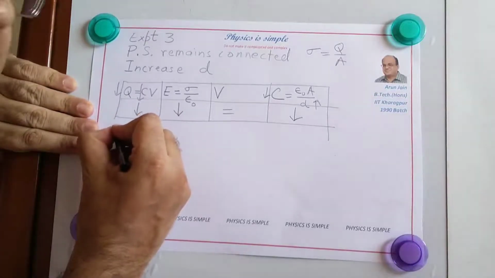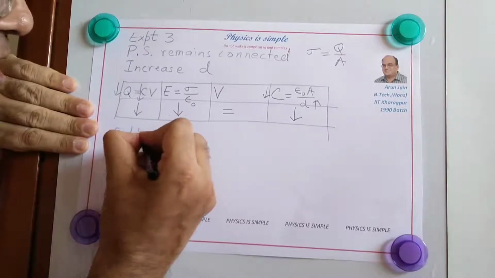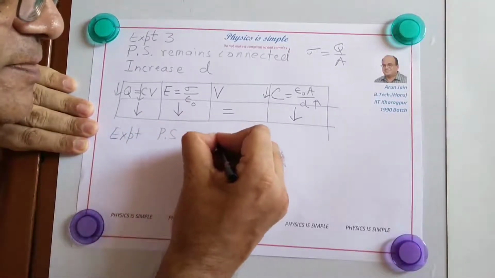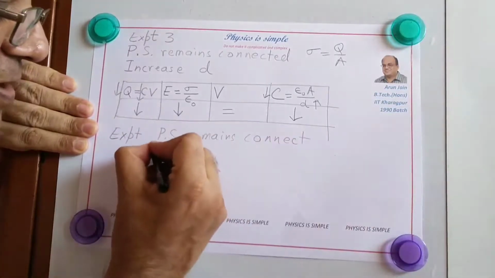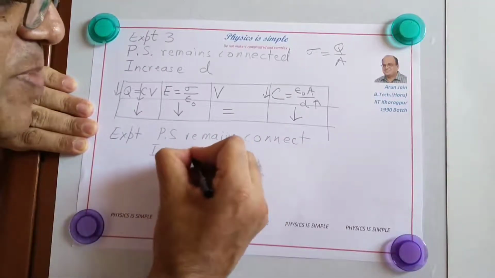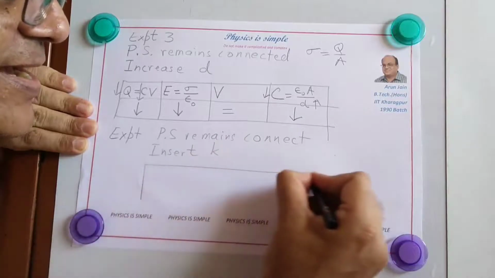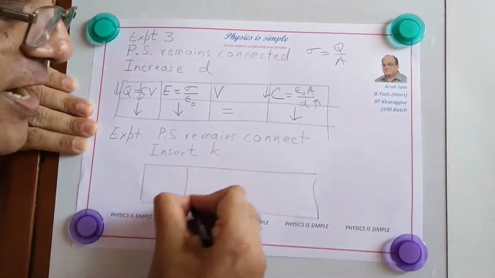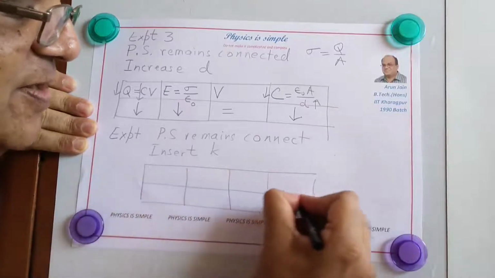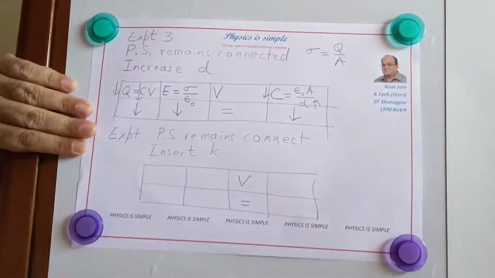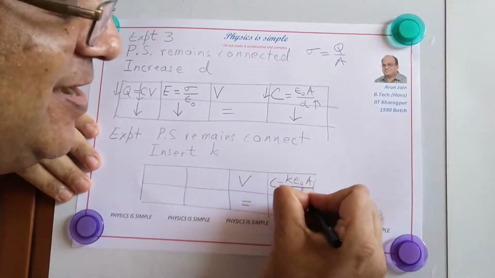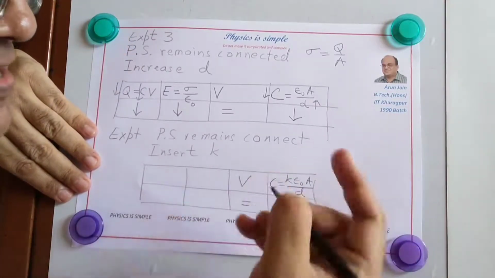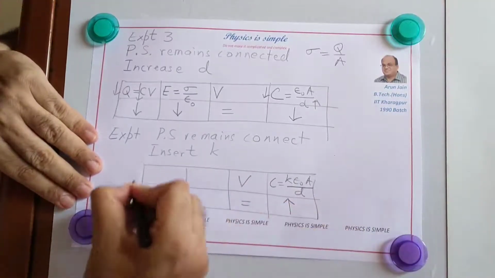Now in the last experiment, experiment 4, the power supply remains connected and we insert the dielectric. Now because the power supply is remaining connected, the potential difference between the plates will not change. So V will remain constant. Now capacitance is given by K epsilon naught A by D. Since K has come upstairs and that is more than 1, capacitance will increase.